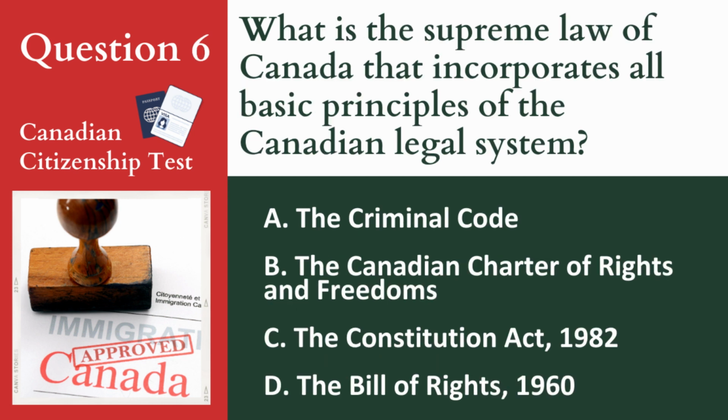Question 6. What is the supreme law of Canada that incorporates all basic principles of the Canadian legal system? A. The Criminal Code. B. The Canadian Charter of Rights and Freedoms. C. The Constitution Act, 1982. D. The Bill of Rights, 1960. Answer. C. The Constitution Act, 1982. The Constitution Act, 1982, which includes the Canadian Charter of Rights and Freedoms, is the supreme law of Canada and incorporates all basic principles of the Canadian legal system.